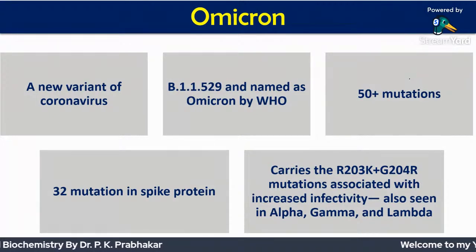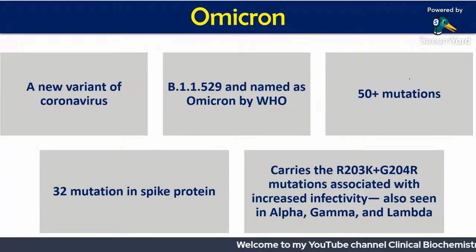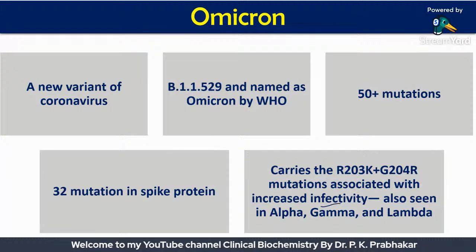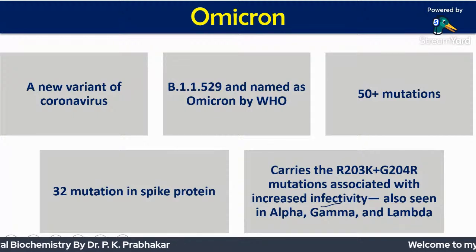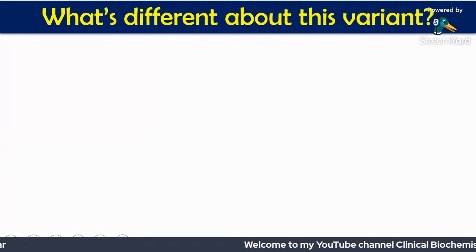So this Omicron has a number of mutations. One of them is the R203K and G204R mutations, which are associated with increased infectivity, and were also present in other variants like Alpha, Gamma, and Lambda. The virus had these mutations, which normally increase its infectivity. Later on, we will see a number of other mutations also.